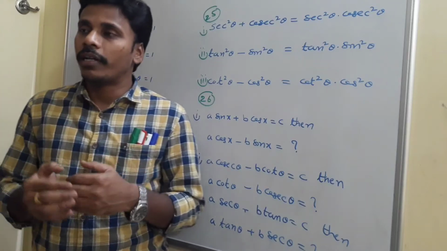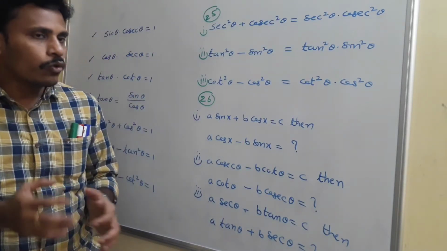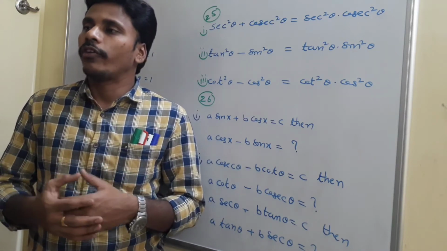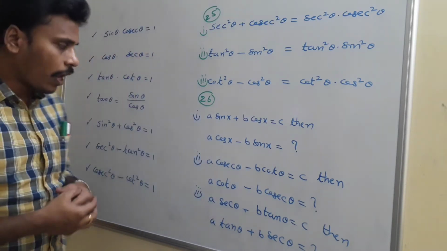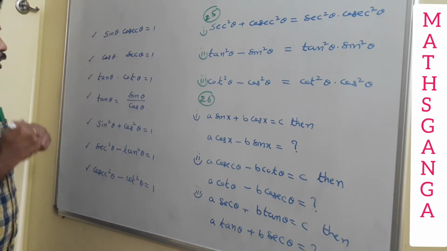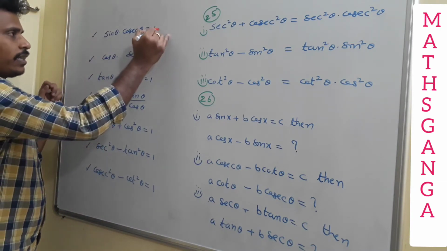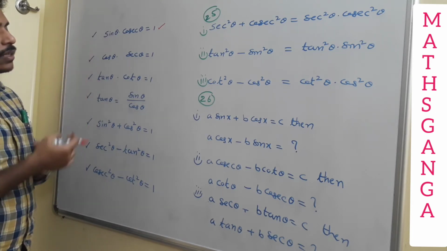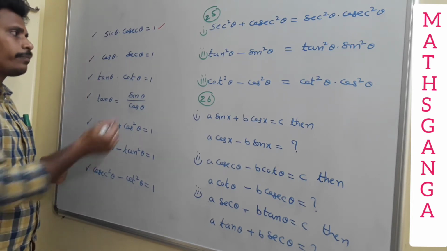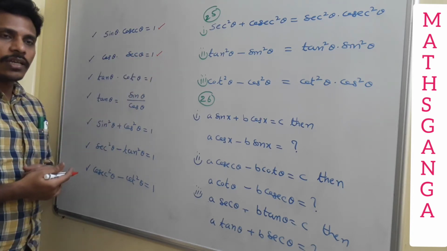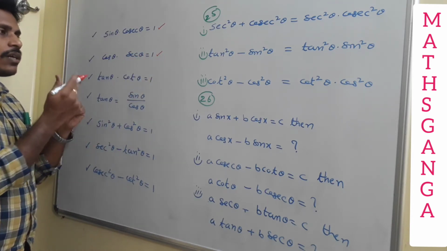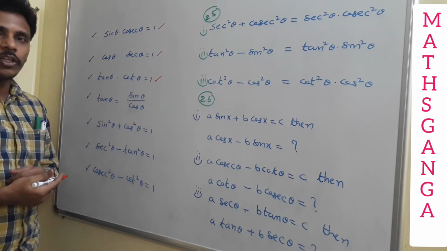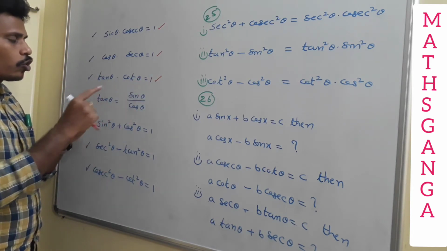In today's mathematics session, we are going to solve certain problems related to trigonometric identities. In the last session, we learnt about all these identities: sine theta into cosecant theta is 1, that means sine theta and cosecant theta are reciprocal to one another. Cos theta into secant theta is 1, they are reciprocal to one another. Whereas tan theta into cot theta is 1, they are reciprocal to one another.